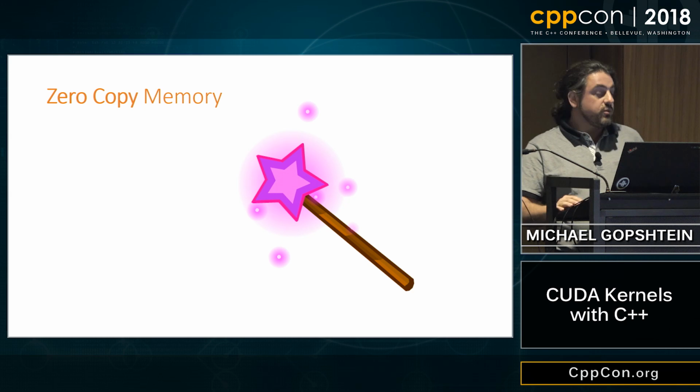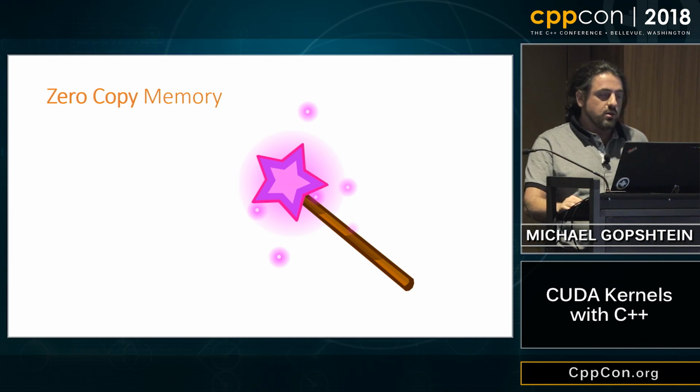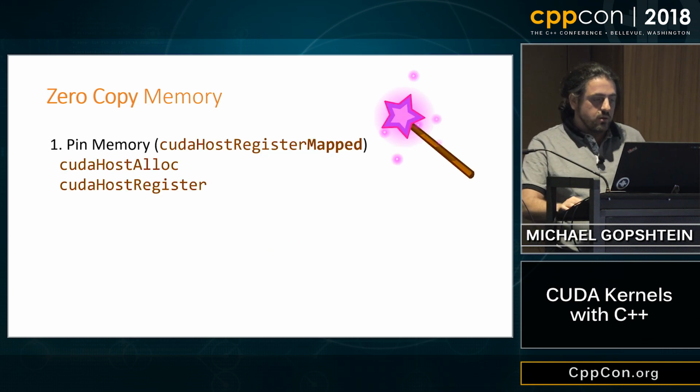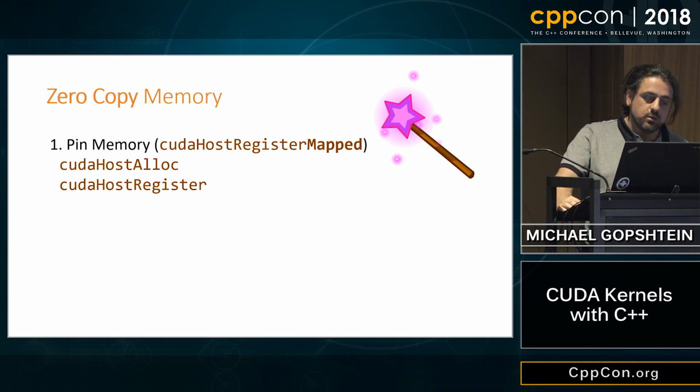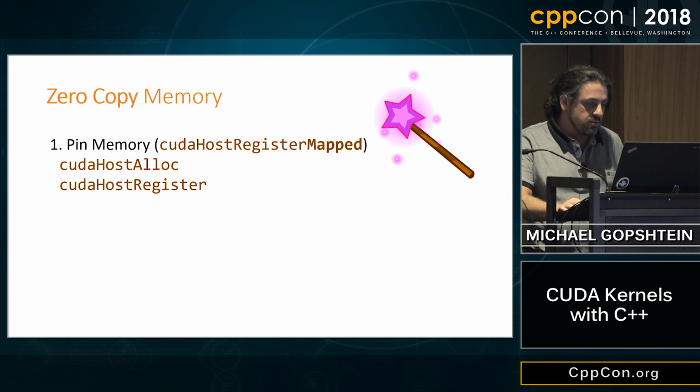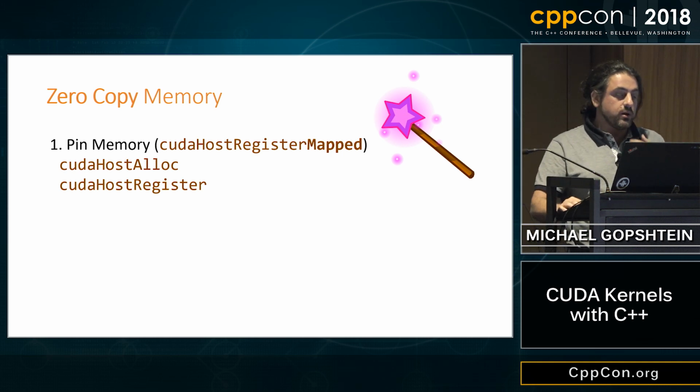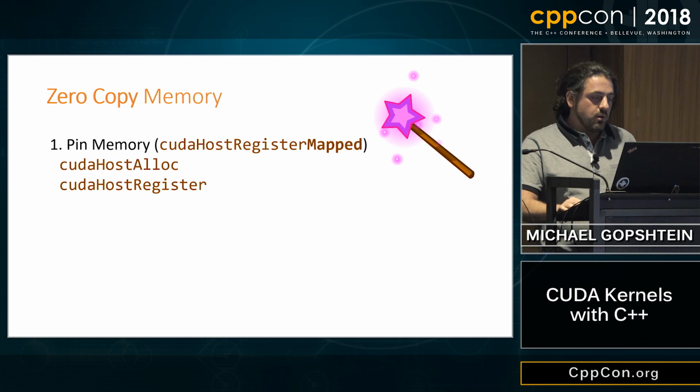Another magic feature in the CUDA package is zero copy memory. Basically, what you do, you first also need to start from a pinned memory, and you can use the same functions, host alloc, host register. But now you also need to provide a special parameter to register it as a mapped memory.